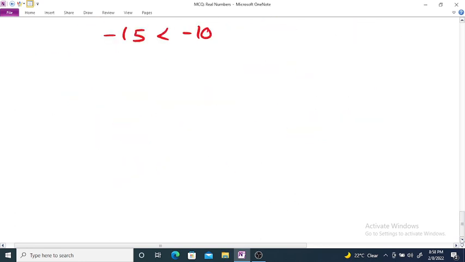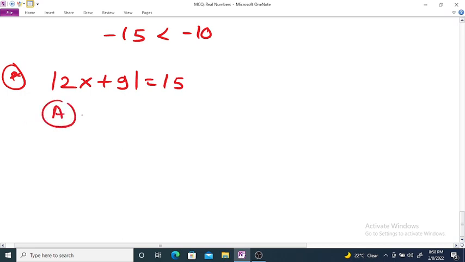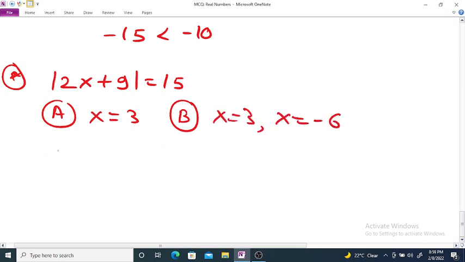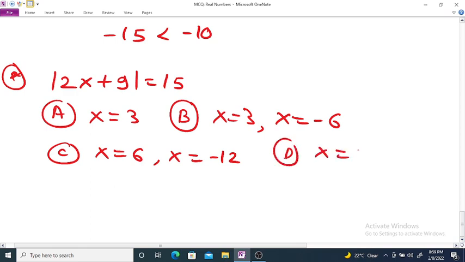Now the next example: find the solution of the absolute value of 2x plus 9 equal to 15. Option A: x is equal to 3. Option B: x is equal to 3, x is equal to minus 6. Option C: x is equal to 6 and x is equal to minus 12. And option D: x is equal to 3, x is equal to minus 12.